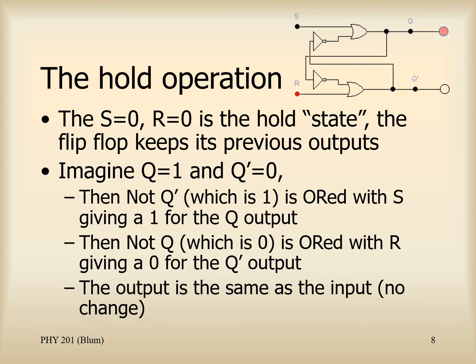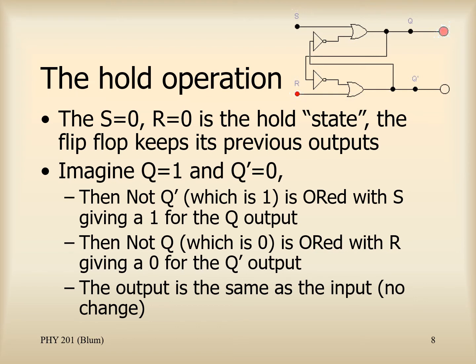That 1 gets ORed with the S, which is a 0 for the hold state. And so we take the 1, the not Q prime, and the 0, which is an S, and we OR them. So the output of that upper OR gate is a 1, and so we're just keeping that state, that Q.